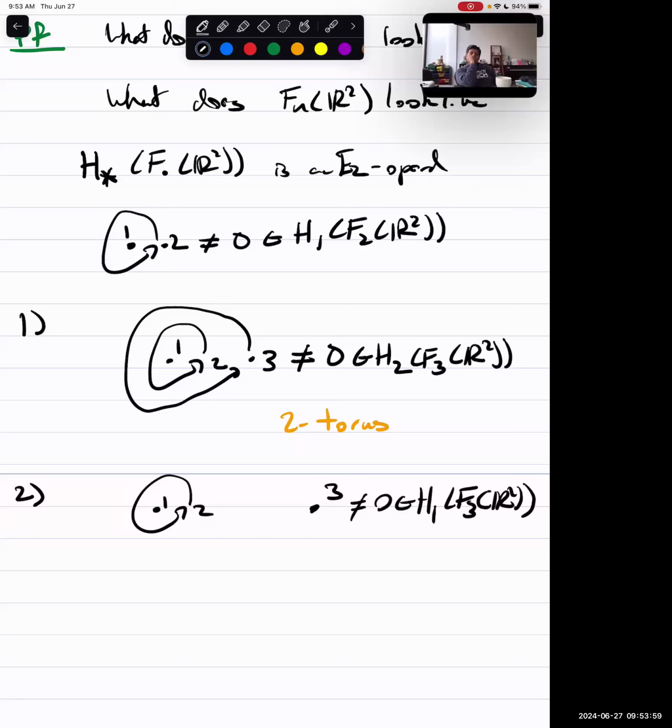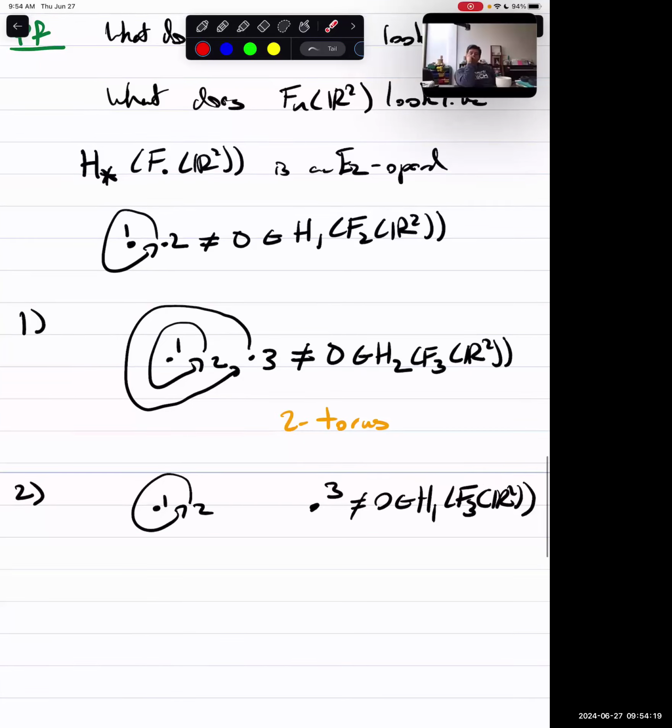This is because 2 is orbiting 1. We can't contract the loop of 2 going around 1 because at some point this path would have to go through 1, and that's a bad thing. Similarly, because 3 is far enough away from 2 and 1, it's not doing anything, so it's not going to interact with the topology coming from this loop. And so this map over here is going to be a stabilization map.